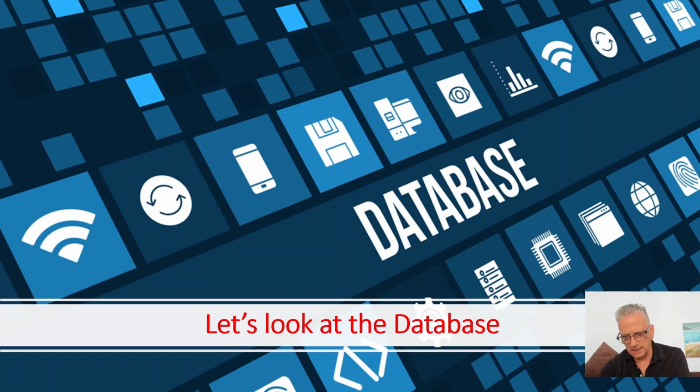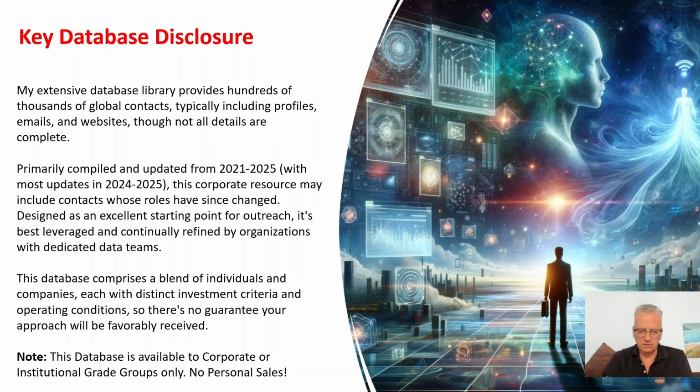So let's just take a look at the raw database that I use to do all the filtering for this particular campaign. But first, just a key database disclosure. I like to include this on all my database videos. My extensive database library provides hundreds of thousands of global contacts, typically including profiles, emails, and websites, though not all details are complete. It's primarily compiled and updated from 2021 to 2025, with most updates in the last 2 years. This corporate resource may include contacts whose roles have since changed, and it's designed as an excellent starting point for outreach. It's best leveraged and continually refined by organizations with dedicated data teams.